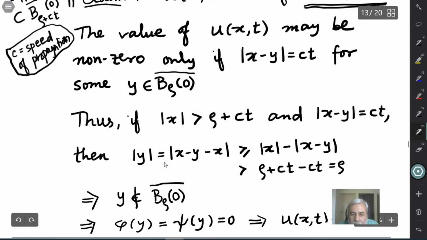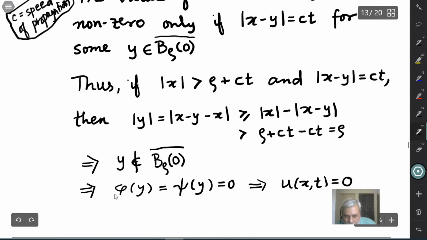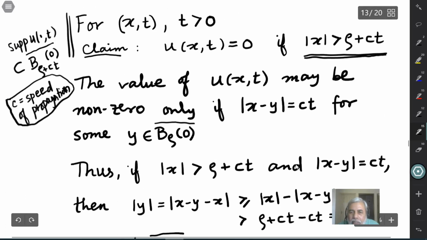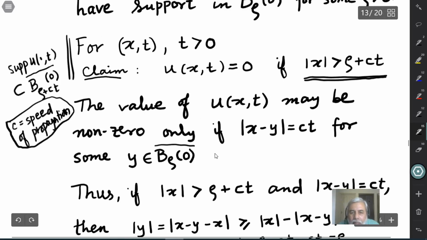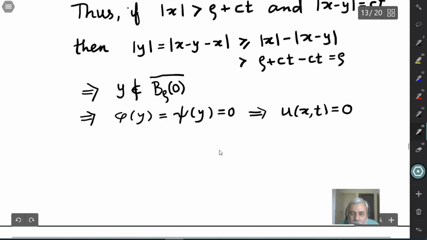So the norm of y is equal to the norm of x minus (x minus y), and that is bigger than or equal to norm x minus norm x minus y. This is just by the triangle inequality. Now we are assuming norm x is bigger than rho plus ct, and y sits on this sphere, so that is minus ct. So this norm y is always bigger than rho, so phi and psi are 0 there, so u(x,t) is also 0. Okay, so that is the claim. But more is true, that is what we will show.